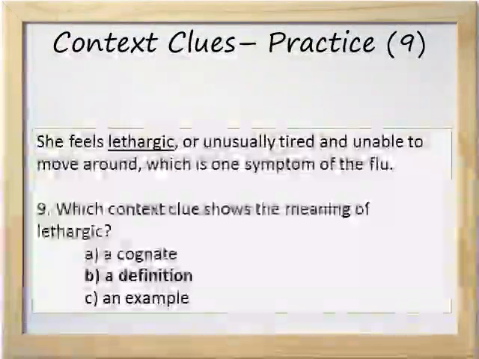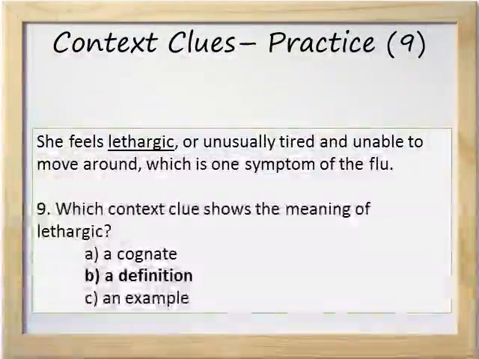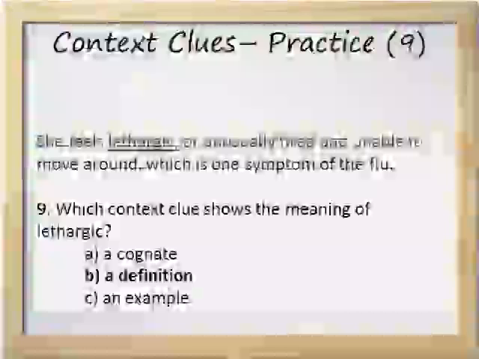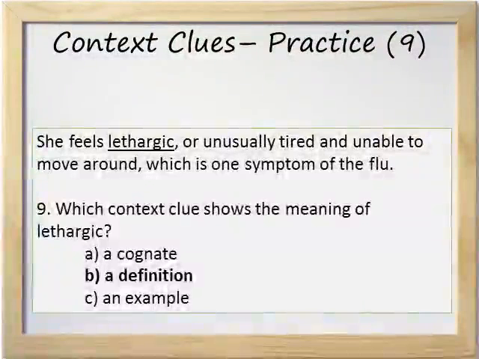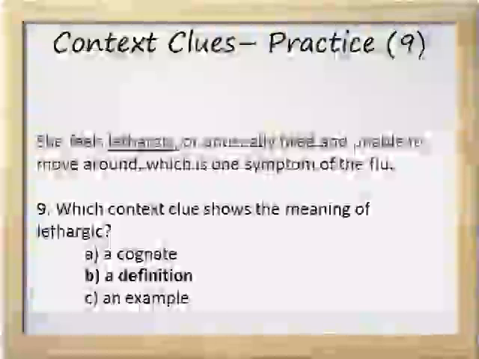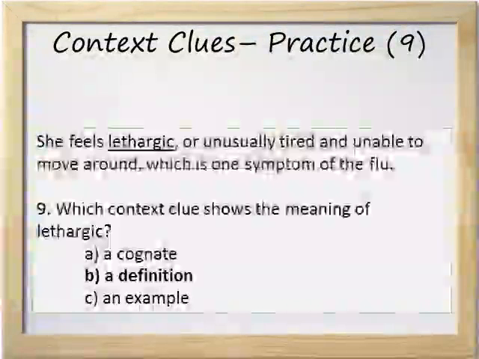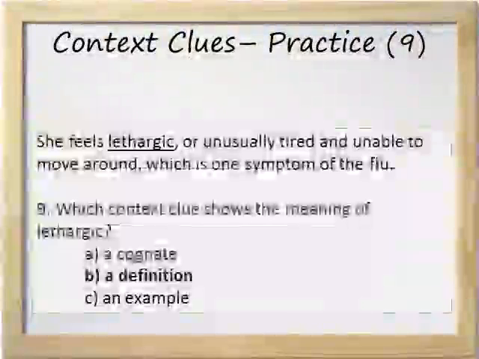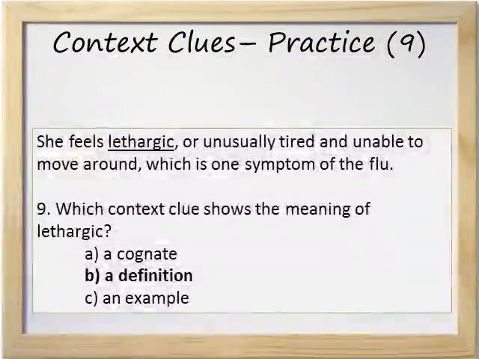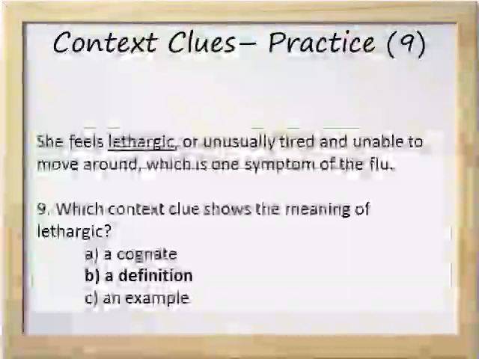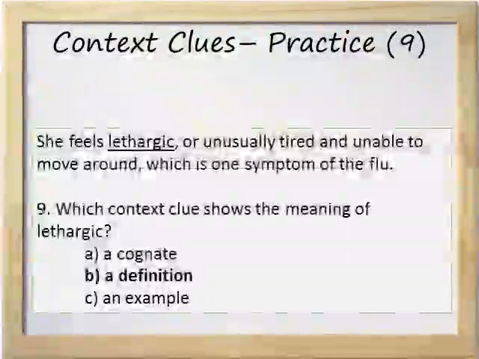Do you see it? The definition of lethargic is right here in the sentence. It is unusually tired and unable to move around. That is the context clue that tells us the meaning. We know the answer is not cognate because while some words in the sentence are similar to words in other languages, none of them are a cognate that tells us the definition of lethargic. And finally, we know that it can't be C, an example, because we don't see any examples of being lethargic. We only see the definition, so the answer has to be B.